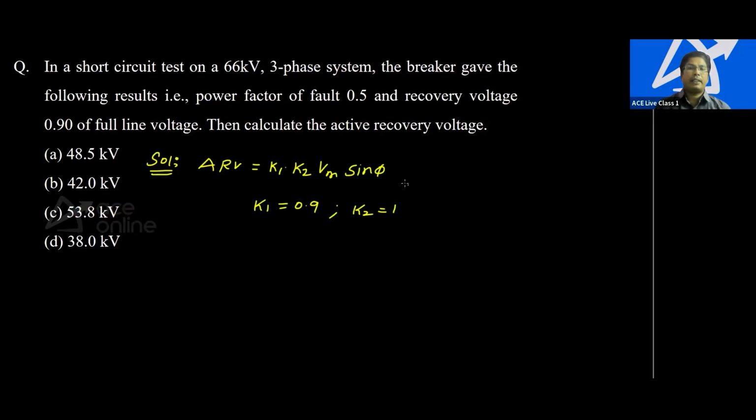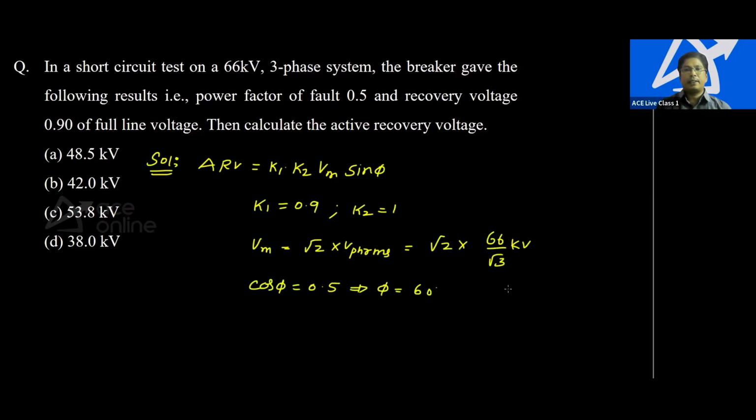So we can take the fault as the grounded fault. And the value of Vm is nothing but root 2 times of V phase RMS, where V phase is nothing but 66 divided by root 3. That is the RMS phase voltage. And cos phi is given 0.5. As a result, phi is equivalent to 60 degrees. And we have to take sin phi, which is root 3 by 2. Sin 60 is root 3 by 2.